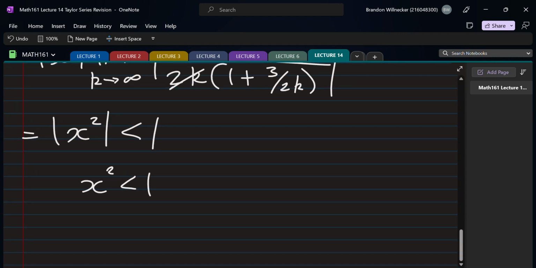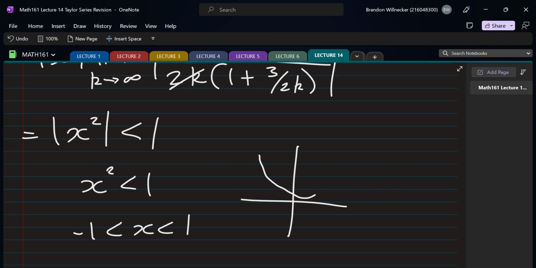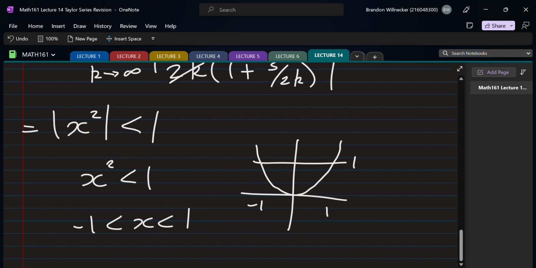And then if you want to write this as an interval, it will be minus 1 less than x less than 1. Or if you draw a little picture here, I can do that better. So like if you got your parabola, here's 1, and we have minus 1 to 1. Okay, so it's between that. Okay, so this is our interval of convergence. Okay, any questions on that?